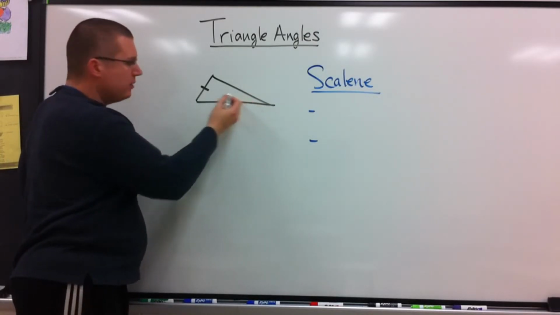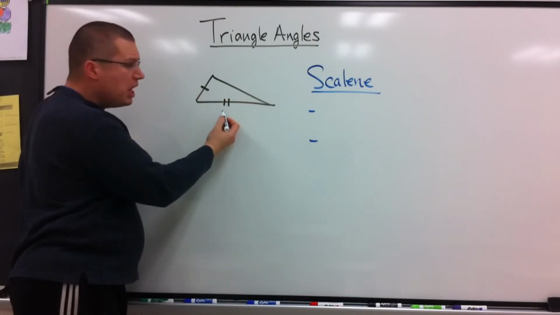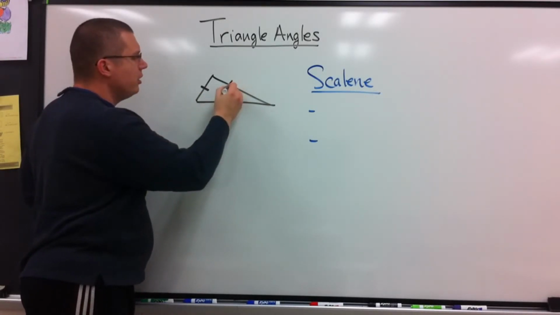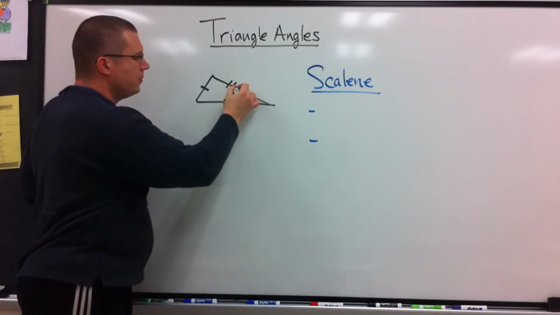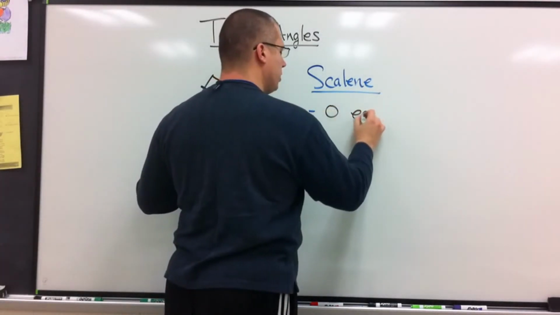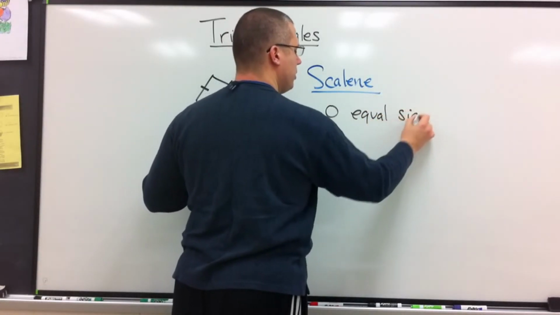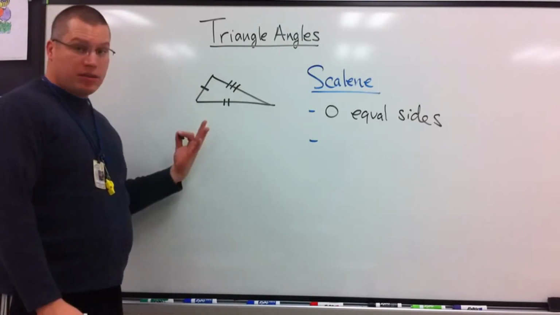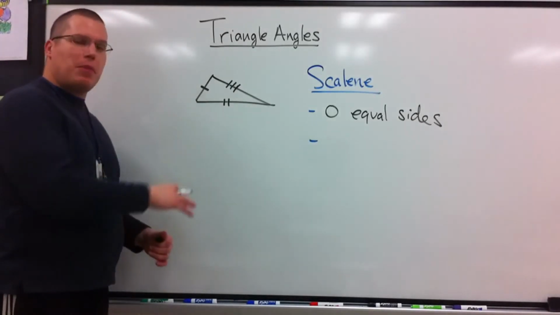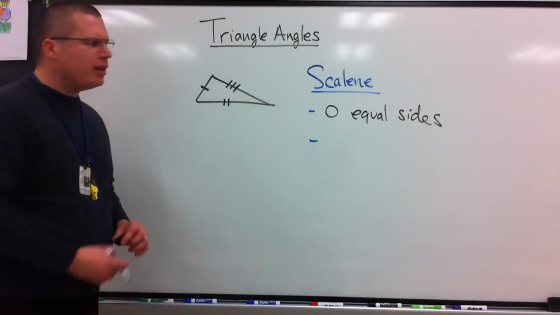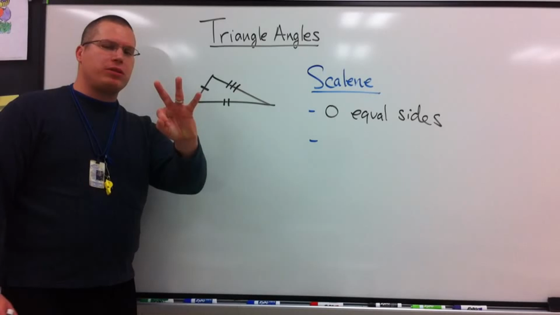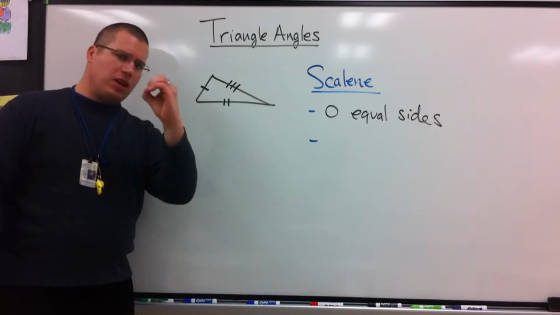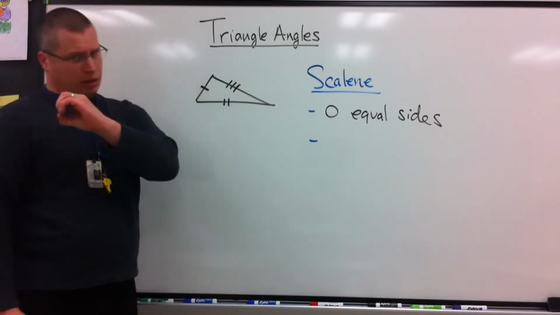What can I mark this side as? Is it the same as this and this? No, this is different too. What's different than 1 hash mark? What's different than 2 hash marks? Let's do 3 hash marks. Scalene has no equal sides, 0 equal sides, which means they're all different. Now, what does that mean as far as the angles? Now, put the pattern together. I saw equilateral, 3 equal sides, 3 equal angles. Isosceles, 2 equal sides, 2 equal angles. Scalene, 0 equal sides, how many equal angles? That's right, 0.